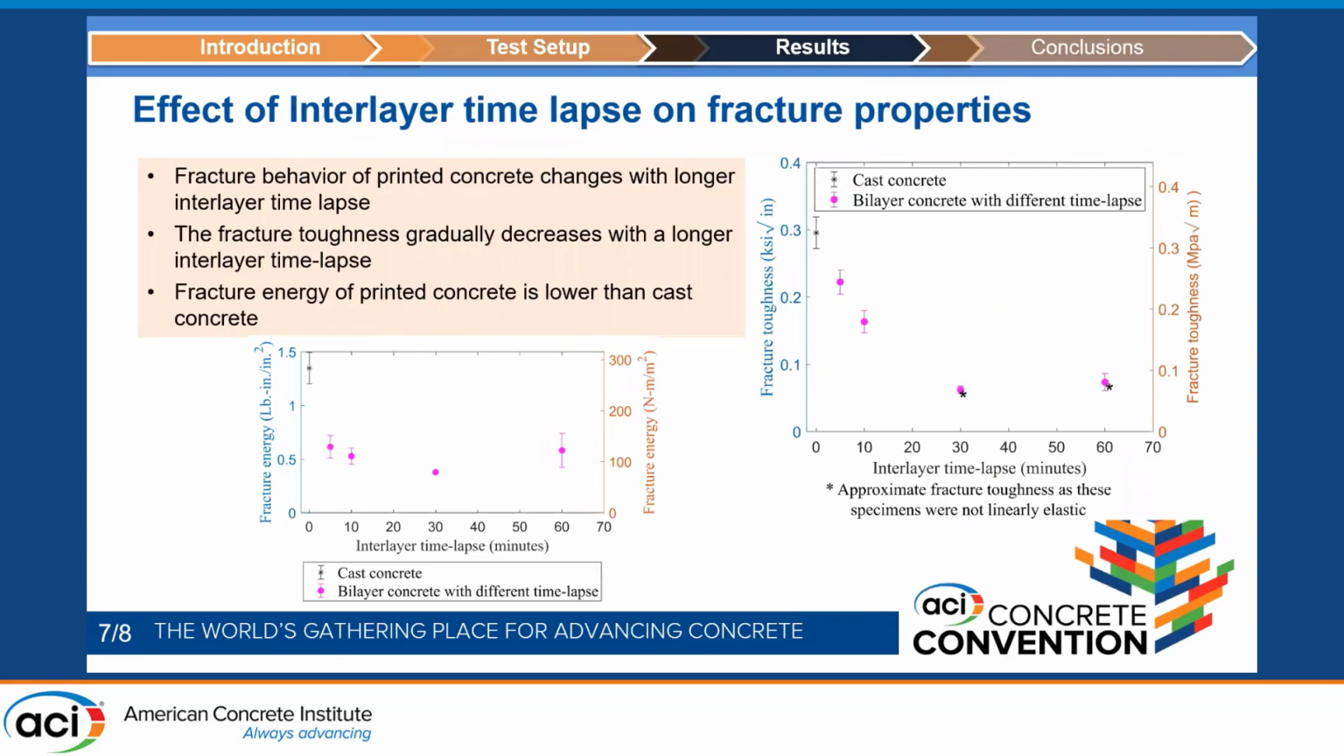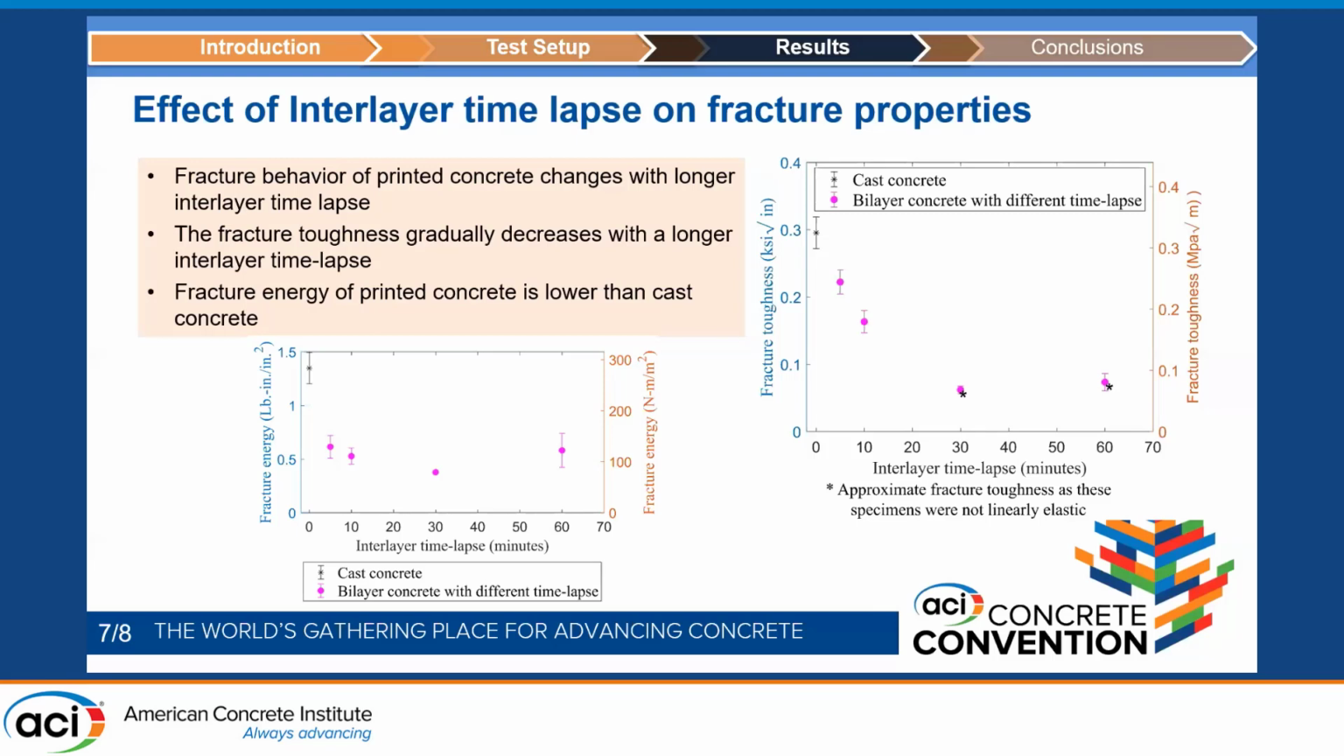Now, one of the major fracture parameters that depends on the peak load of the specimen is fracture toughness for linearly elastic materials. So that obviously gradually decreases, but for the 30-minute samples and for the 60-minute samples, the concrete does not act like a linear elastic material. So these two data points are here just for visual purposes. We need more research to find out the accurate fracture toughness of these two data points.